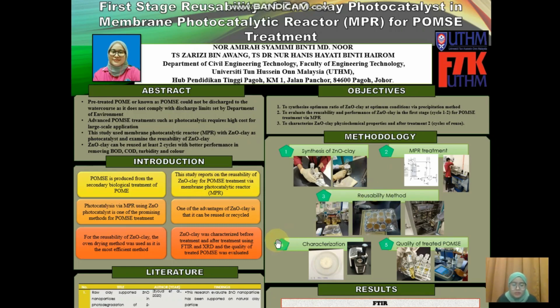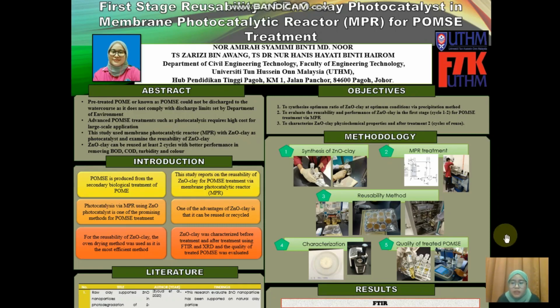For the characterization part, the chemical bonds of the zinc oxide clay were characterized using FTIR. FTIR spectra were recorded in transmittance mode on the Agilent Technologies Cary 630, while the purity and the crystallinity of the zinc oxide clay samples were analyzed using XRD.